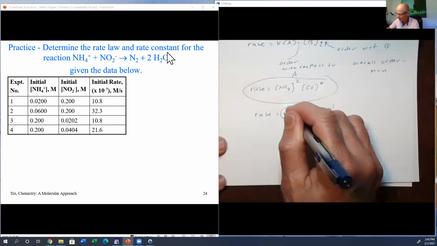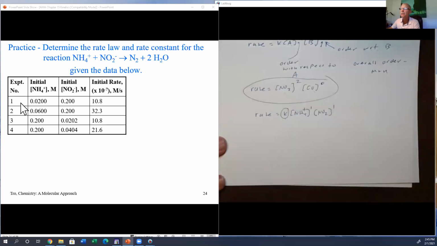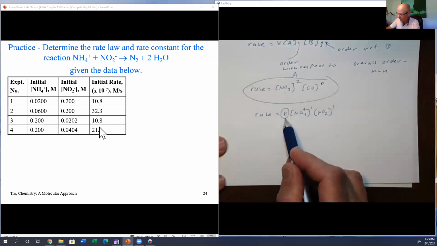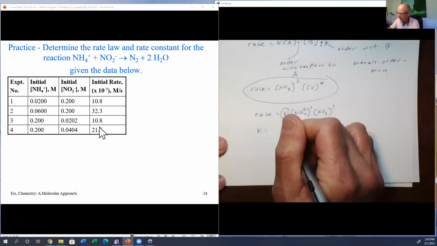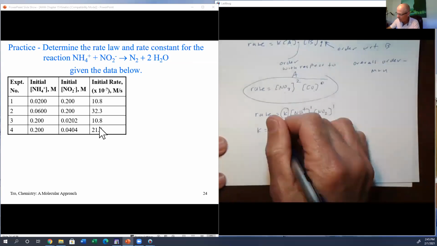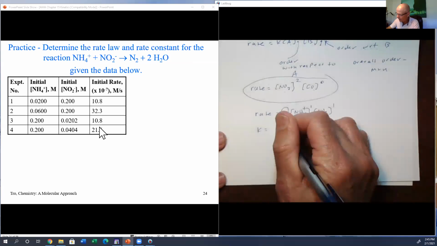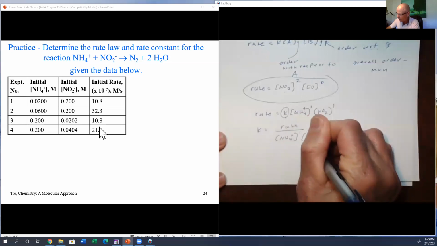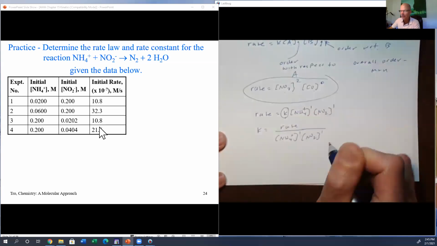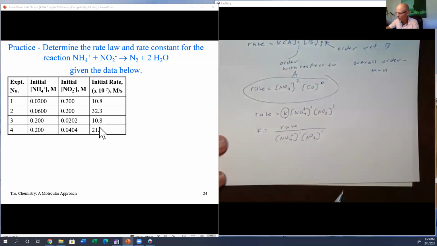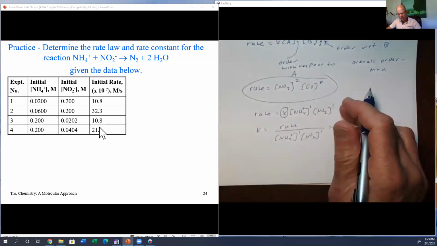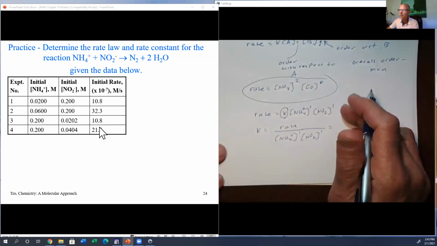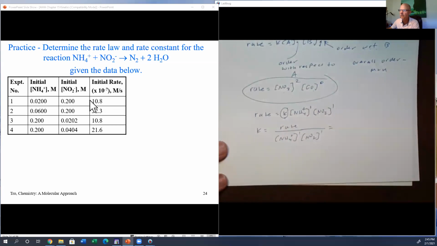I want to find this thing. Well, how am I going to do that? I can use any of these entries, plug them in, and then solve for k, right? So I can say k, because k is going to be equal, if for a given concentration I know the rate, k is going to be equal to the rate at those concentrations divided by those concentrations, raised to the appropriate orders, right? But in that case, it's just 1 for each one, right? So I'm just going to plug into that. And I'll use experiment number 1, this one, but I could use any of them, okay?